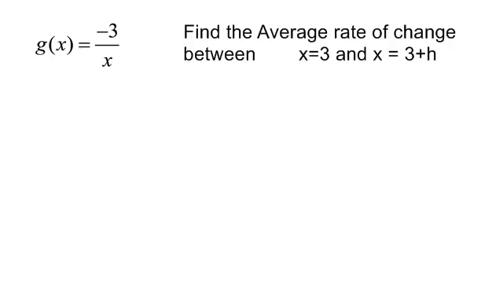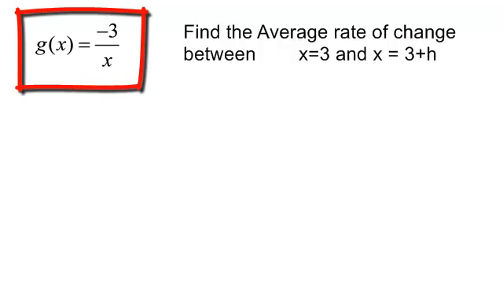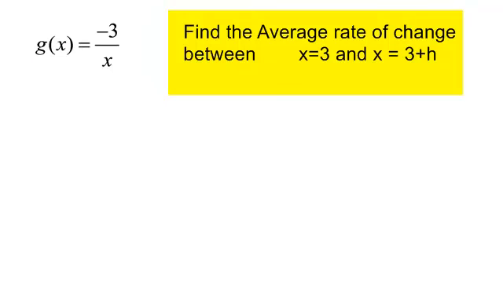If g of x equals negative 3 over x, find the average rate of change between x equals 3 and x equals 3 plus h. Now remember, average rate of change. It's the slope in a certain area.